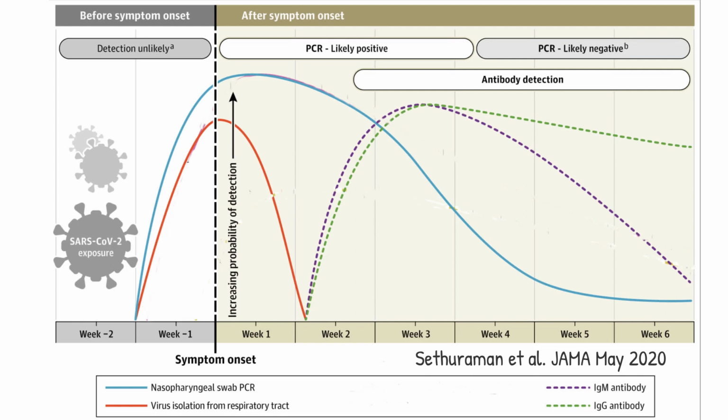Finally, the concentrations of anti-IgG, green line, and anti-IgM antibody, purple line, are shown. You can see they both begin to increase within 10 to 14 days of onset of symptoms. IgM comes down over the first 1 to 2 months, while IgG can persist for months to years.